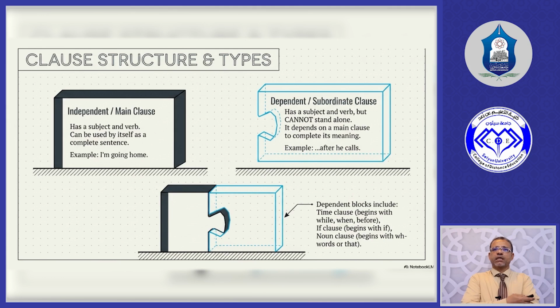Dependent clauses include the time clause, which begins with while, when, before. The if clause begins with if, as I said. The noun clause begins with WH words or that. So you see, it is like a jigsaw that cannot fit unless we have the other piece to fit with. So it goes together. For example, if I have money, I will buy a car.